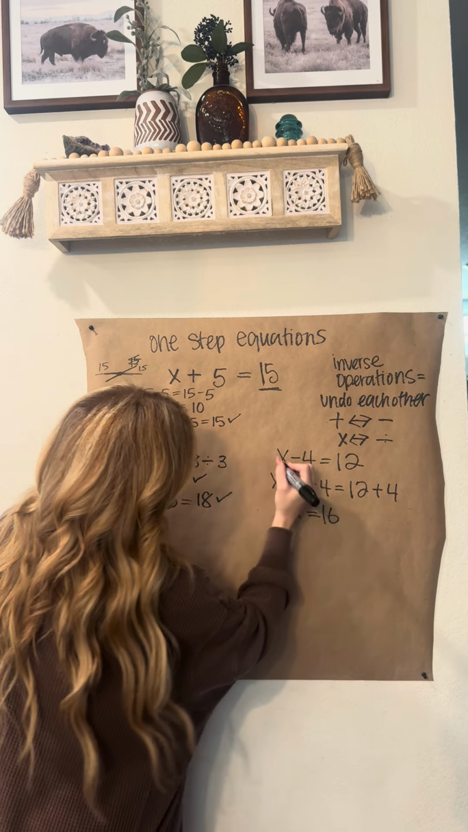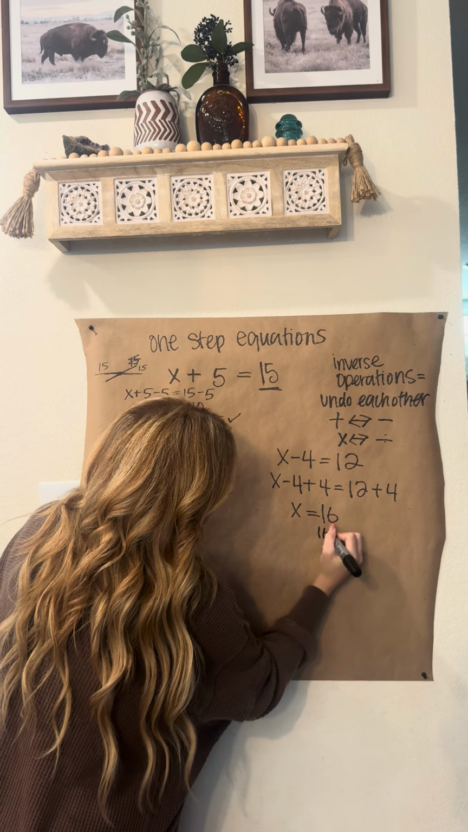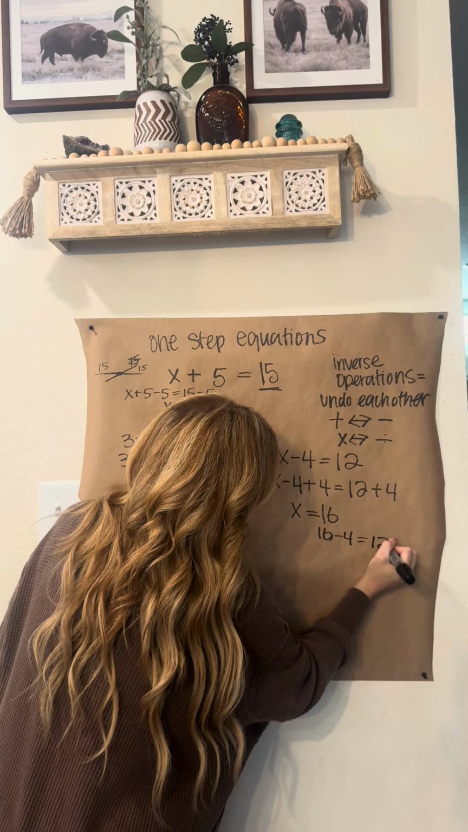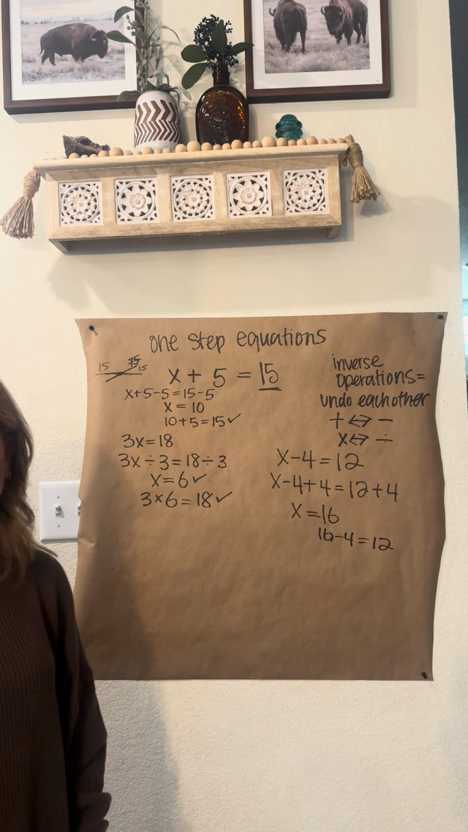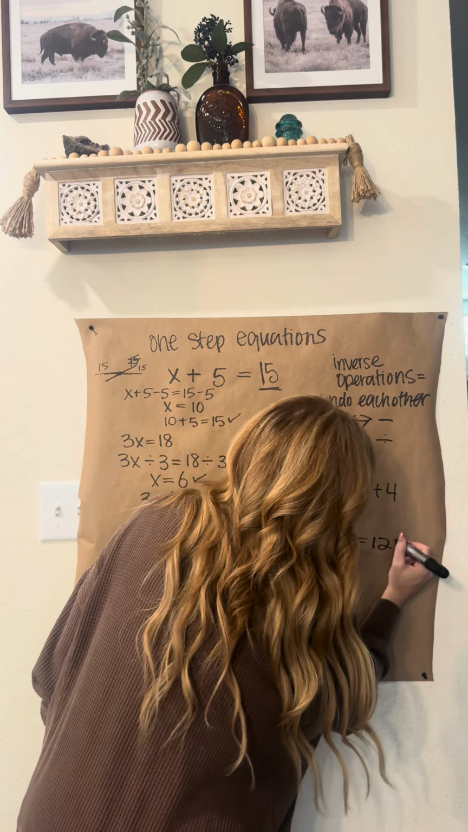So we're gonna put 16 where x is. 16 minus 4 equals 12. Does that work out to be right? Yeah, it does, right? So we did it.